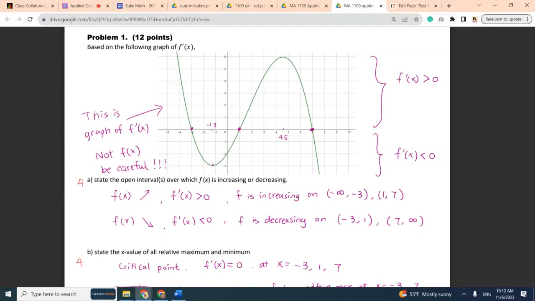Okay, everybody? So if you consider this is f instead of f prime, you get the whole problem wrong. Okay, everybody? So be careful. This is f prime. This is not f. Okay? So this problem, you gotta be very, very careful.